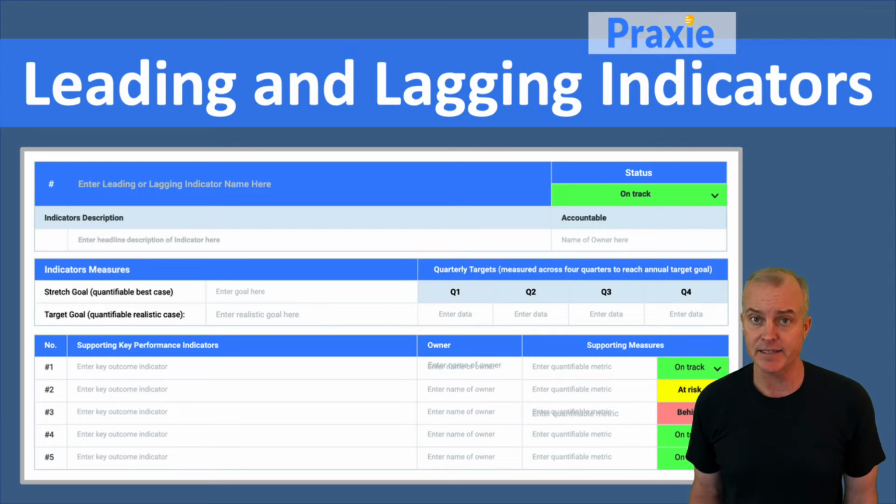A lagging indicator might be actually your revenue, because if you're just looking at your revenue from last quarter, it's not necessarily going to tell you what you're going to make this next quarter.